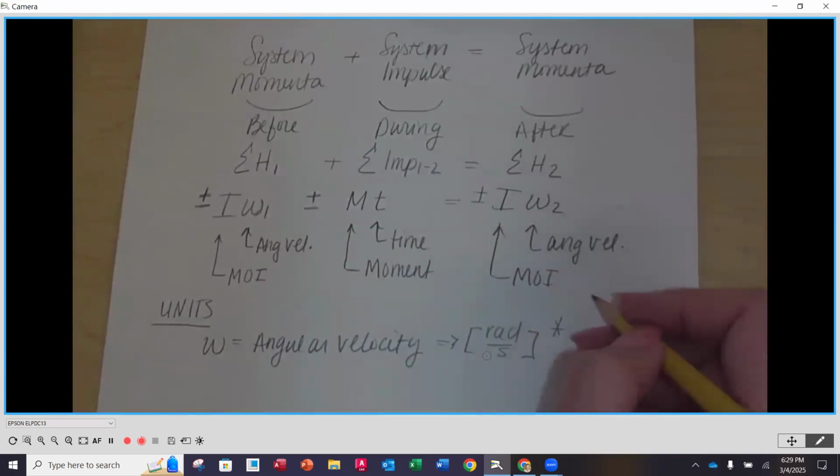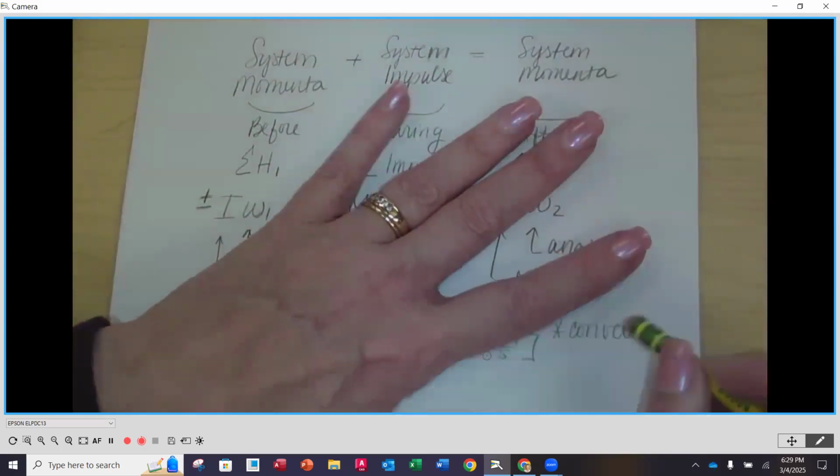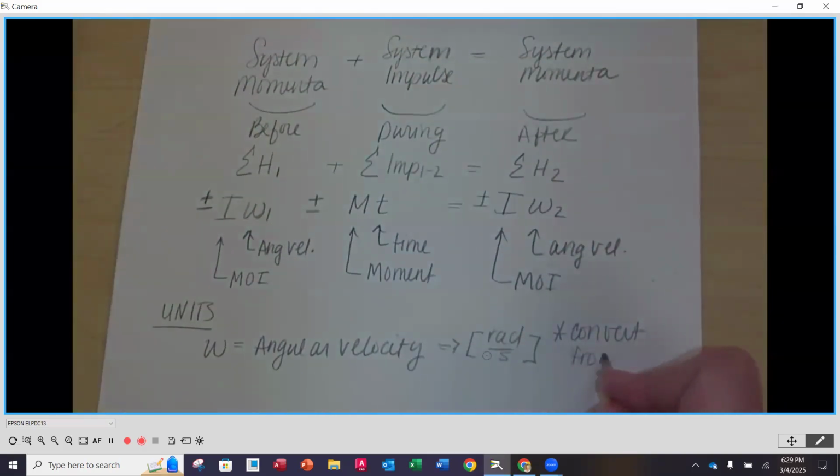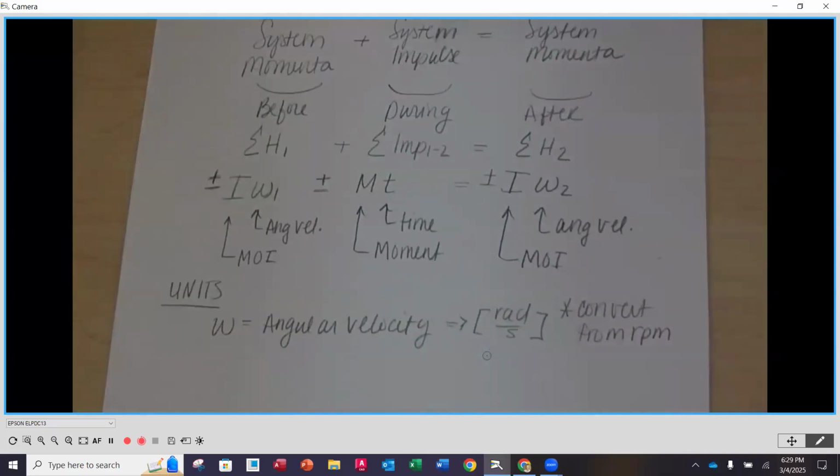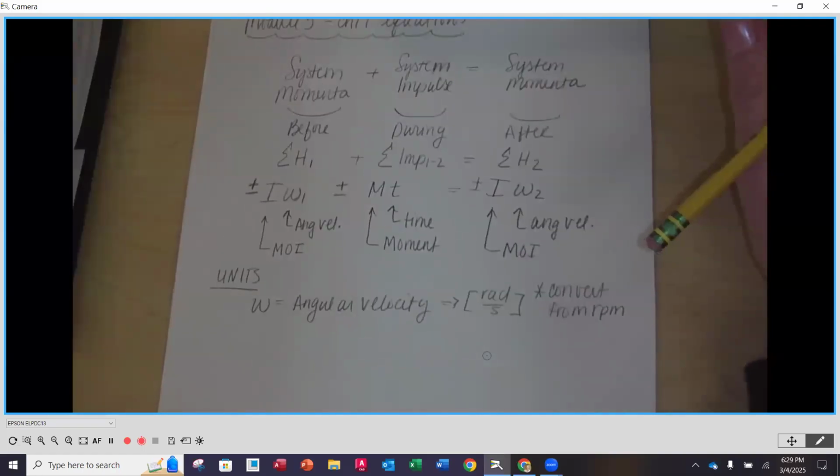We will be given RPMs. In that case, you need to convert from RPMs. The problem will give you a starting RPM, and I want to get to a final RPM. In and out of these equations, they have to be in radians per second. So you'll have to convert those to use them. Don't use those directly.